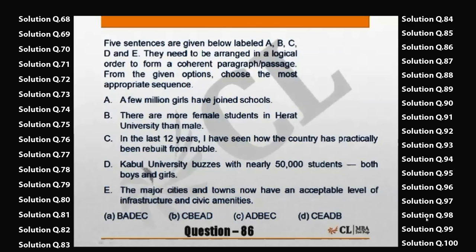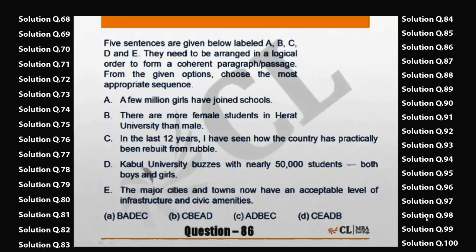parajumble. The correct answer to this question, which is on your screen here, is option D, which is CEADB. Let me explain this sequence to you. CE forms the mandatory pair here, C and then followed by E. C states that the country has changed. It says, I have seen how the country has practically been rebuilt from rubble, while E describes the impact of this change. Right? E says that towns and cities now have an acceptable level of infrastructure and civic amenities. That's the change which has been mentioned in E.